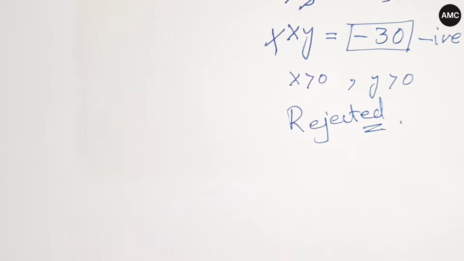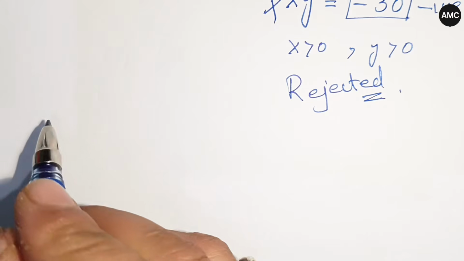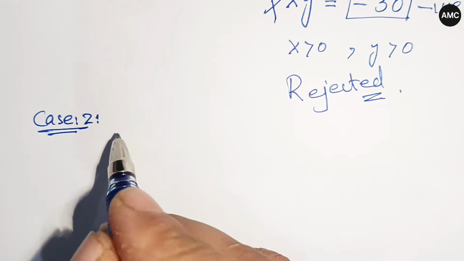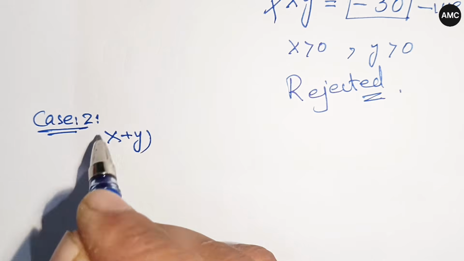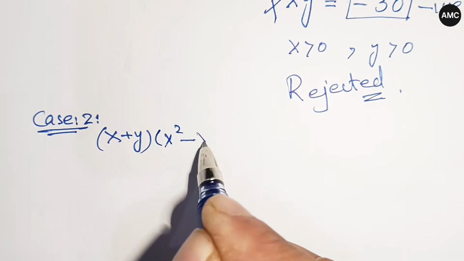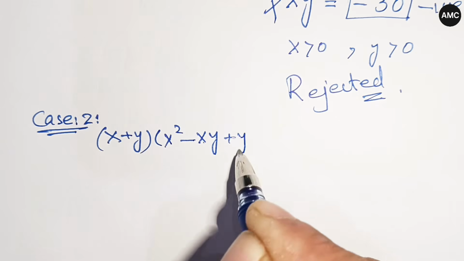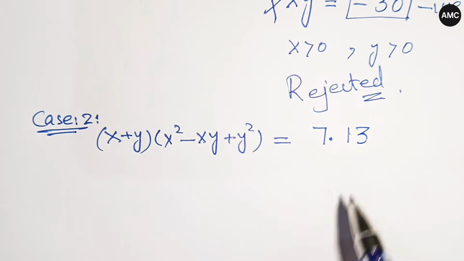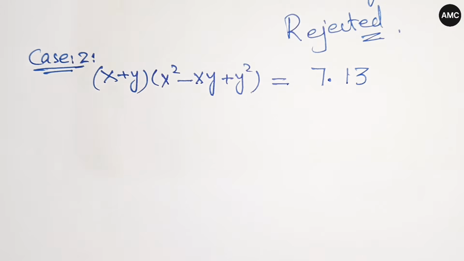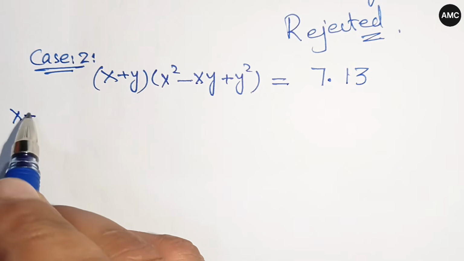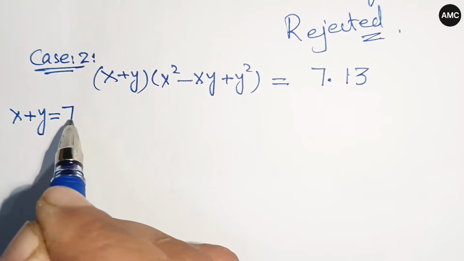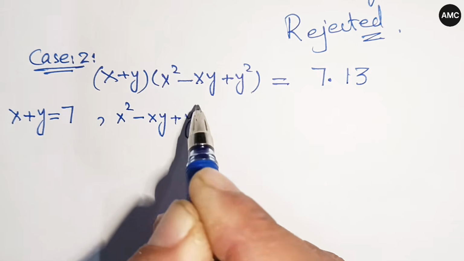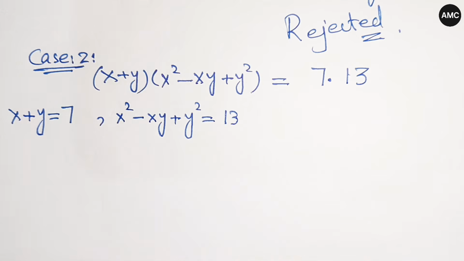We are going to solve our case number 2. According to case number 2, we have (x + y)(x² − xy + y²) is equal to 7 times 13. Now according to the system of equations, x + y is equal to 7 and x² − xy + y² is equal to 13.